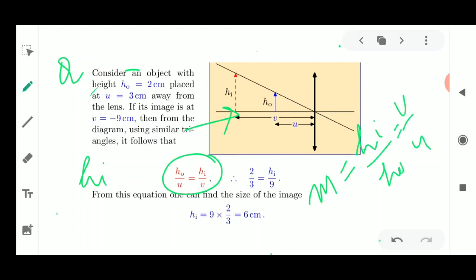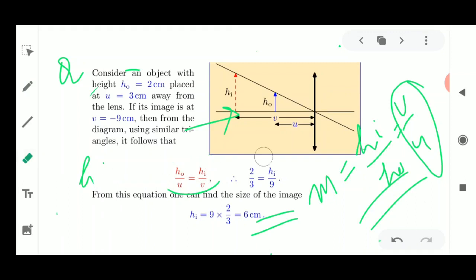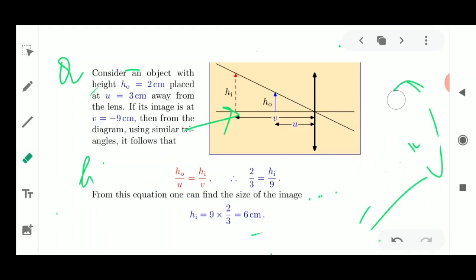I just solved the question by equating these two equations, because m is equal to the height of the image upon the height of the object, or we can find the magnification by using v and u. So we get the answer as 6 centimeters. So this was about how to find the magnification and how to find the height of the image.